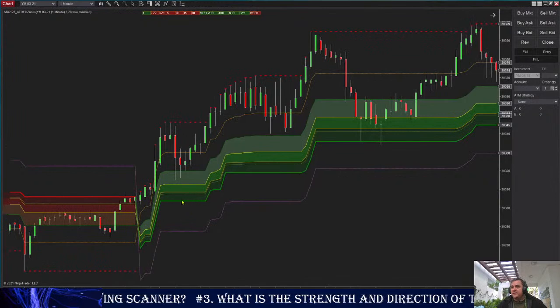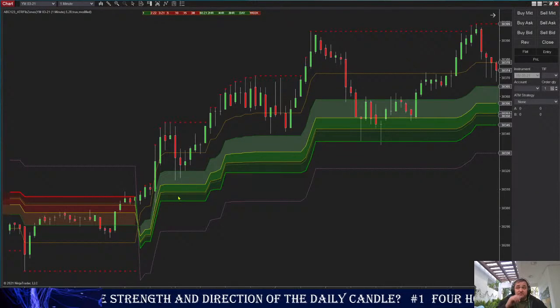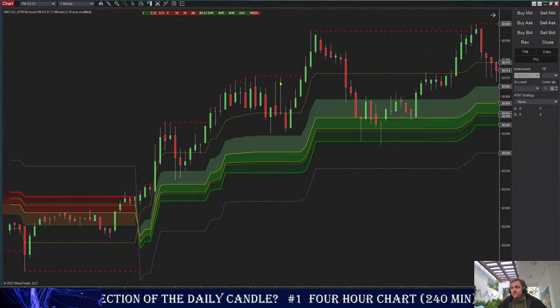I find out if I can get to a pullback in this zone 3. This is the area you really want to get into a trade. And sometimes you don't even get a trade during the day. But at 9:30, see how it kept on going up and up until 10 o'clock and then comes down? Here's our zone of interest right here.